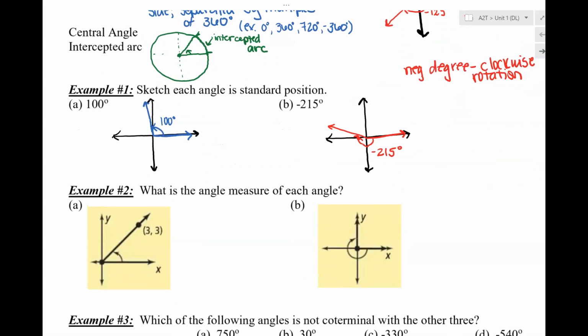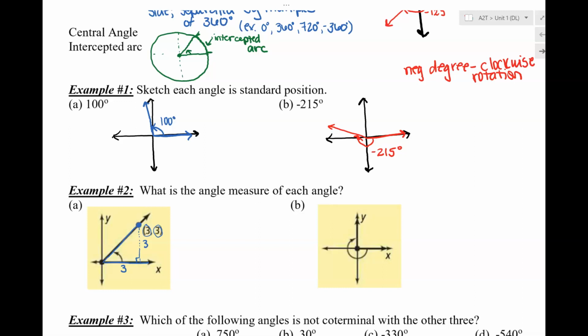If we look at example 2, it's asking us what the angle measure is given. Looking at example A, I have my initial side right here and my terminal side here. But the only thing I'm told is that the point is (3, 3). If I were to extend down an altitude, to get this x-coordinate I would have traveled 3 units on my x-axis, and then to go up to the point I would have traveled 3 units in the y direction. What type of triangle is this? Yes, it is a right triangle, but it is also isosceles.